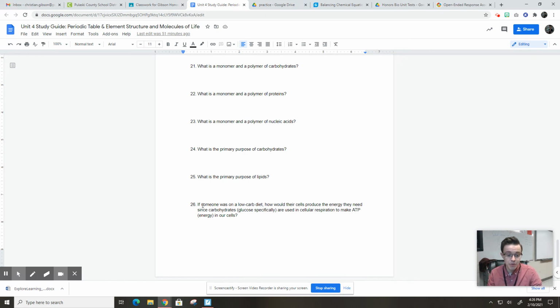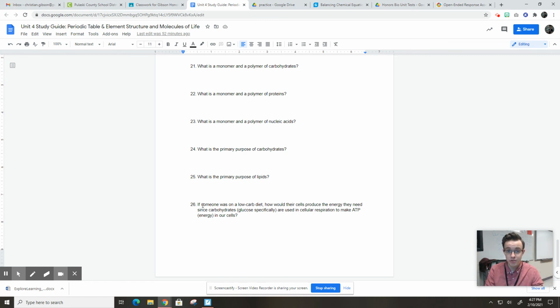Number 26, if someone was on a low-carb diet, how would their cells produce energy they need, since carbohydrates, specifically glucose, are used in cellular respiration to make ATP or energy in our cells? So think about the 3 elements that are in glucose: CHO, carbon, hydrogen, oxygen. Okay, so a compound made of those 3 elements is necessary to do cellular respiration. So let's say someone's on a low-carb diet. They're not taking in enough glucose for your cells to do cellular respiration to make energy.